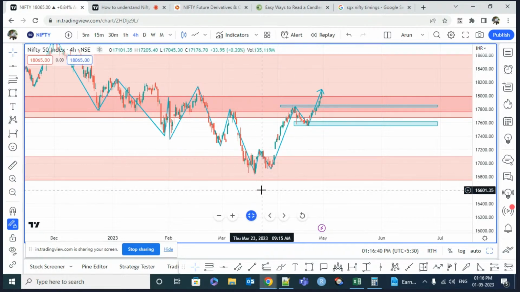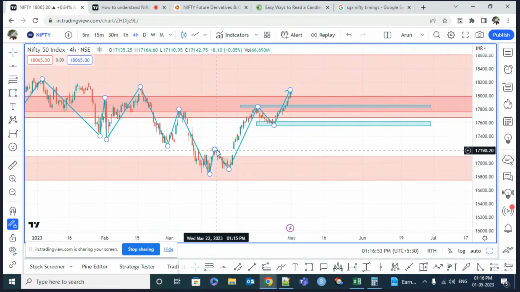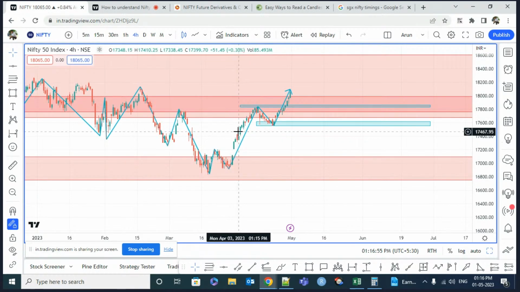To form this, it took some 12 trading sessions. Inclusive of weekends, it will be like 2 weeks. 2 weeks, you have to wait with patience. You see here, this is a double bottom and this is a neckline. It didn't break properly here. There is a break, and again the market came for a retest and then it rallied.